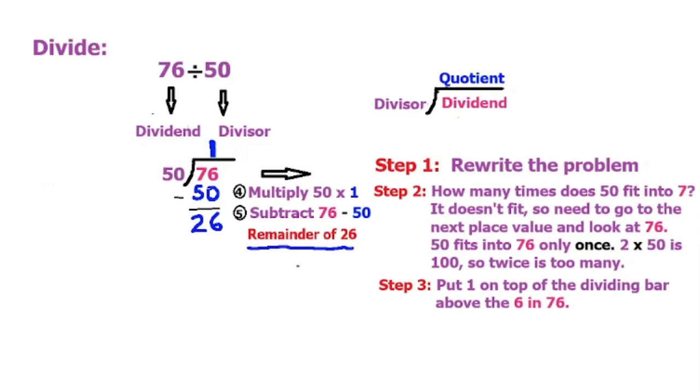So the steps are always the same. So you divide first. Then you multiply, then you subtract, and this is your remainder.